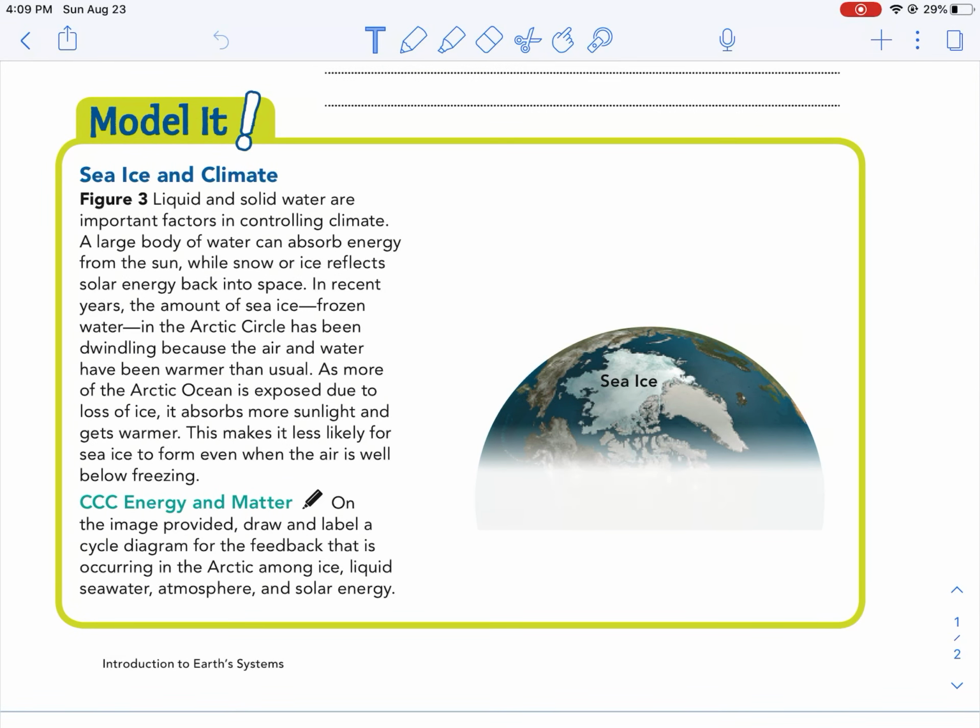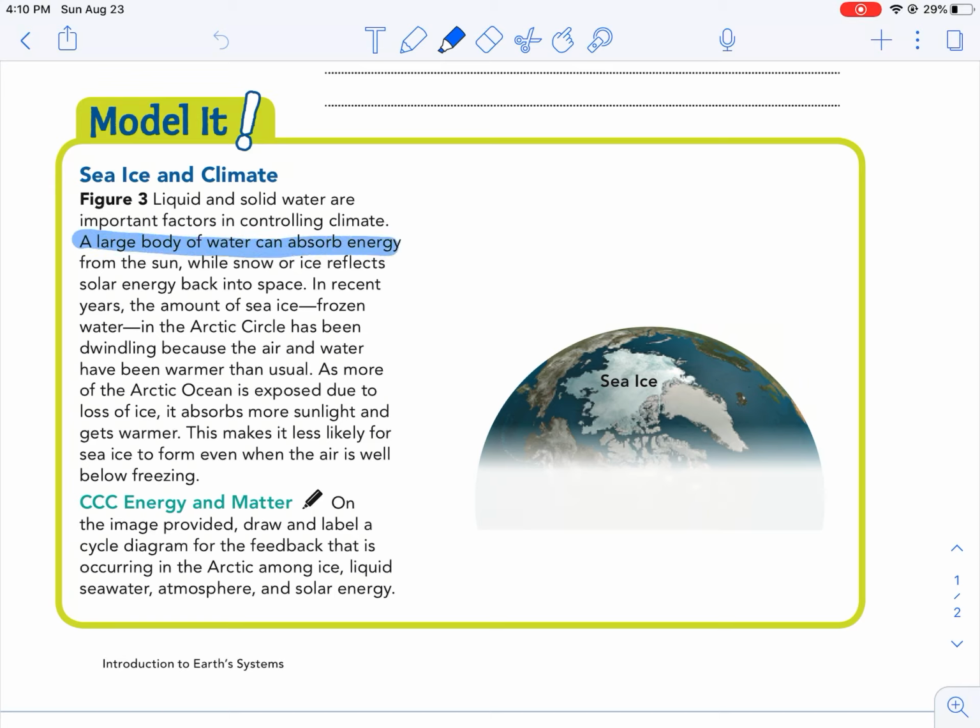So the first thing we want to do is read the text. So I'm going to read this. It says liquid and solid water are important factors in controlling climate. A large body of water can absorb energy from the sun, while snow or ice reflects solar energy back into space. I'm just going to highlight that because I think that might come in handy with our model. So we're going to say a large body of water can absorb energy from the sun, while snow or ice reflects solar energy back into space.